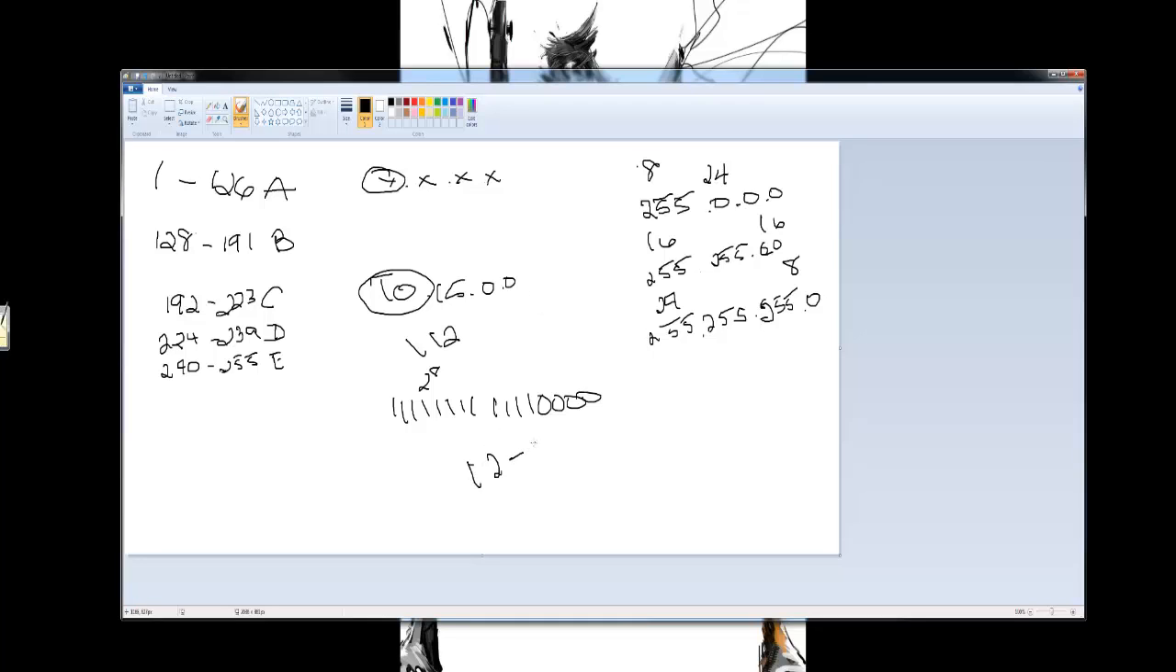12 minus 8 is equal to 4. 2 raised to the 4 is equal to 16. That is the number of subnets. This answer right here is the number of subnets for this host. Okay, you're like, that's interesting. Let's go ahead and do another.